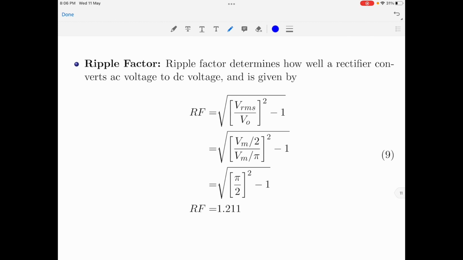Previously, we derived Vrms as Vm divided by 2 and V0 as Vm divided by pi. Substitute these values here and it will simplify to pi divided by 2. Computing this, you will obtain the ripple factor for the half wave rectifier to be 1.211.